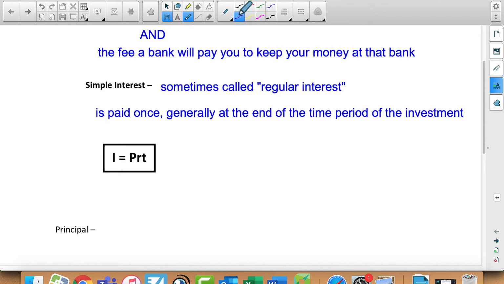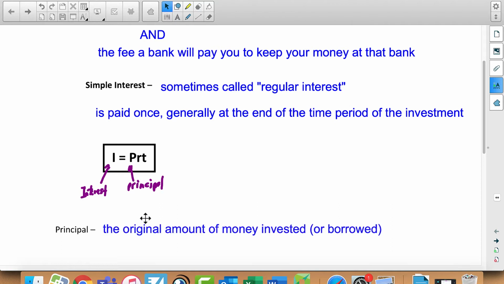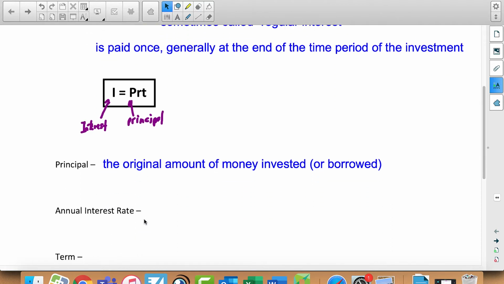Alright, so what do all these things stand for? Well, the I shouldn't be too bad. The I stands for interest, or simple interest. This is the simple interest formula. The compound interest formula is different. I'm just going to write interest today, but it's the simple interest formula. P. P stands for principal. What is the principal? Well, let's define it. The principal is the original amount of money invested or the original amount of money borrowed.